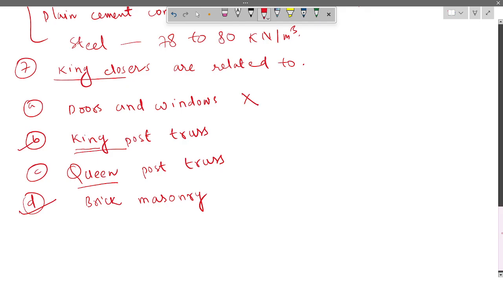What is a king closure? It is obtained by cutting a triangular piece between the center of one end and the center of the other end. You mean it will be cut from the corner. So it will be called a king closure. Okay, now we will move to the next question, the 8th question.